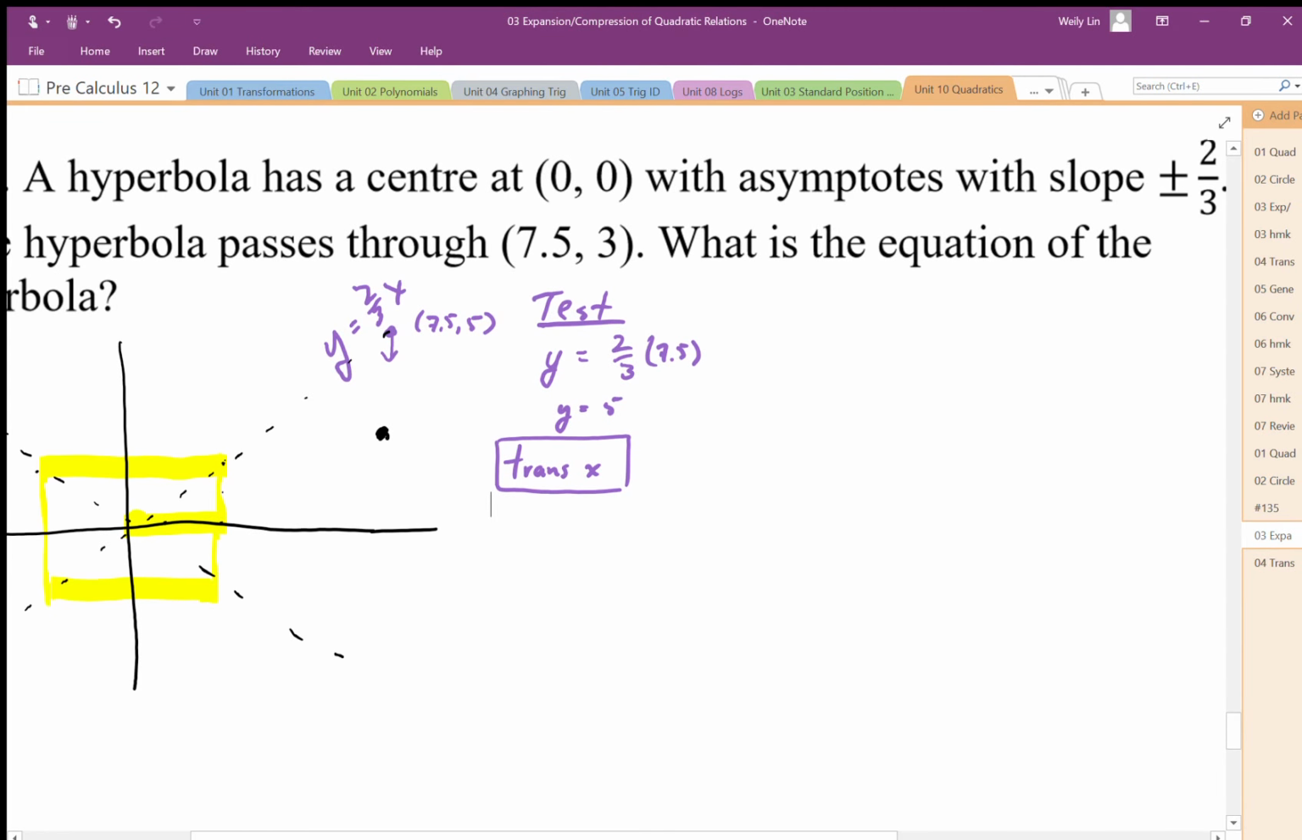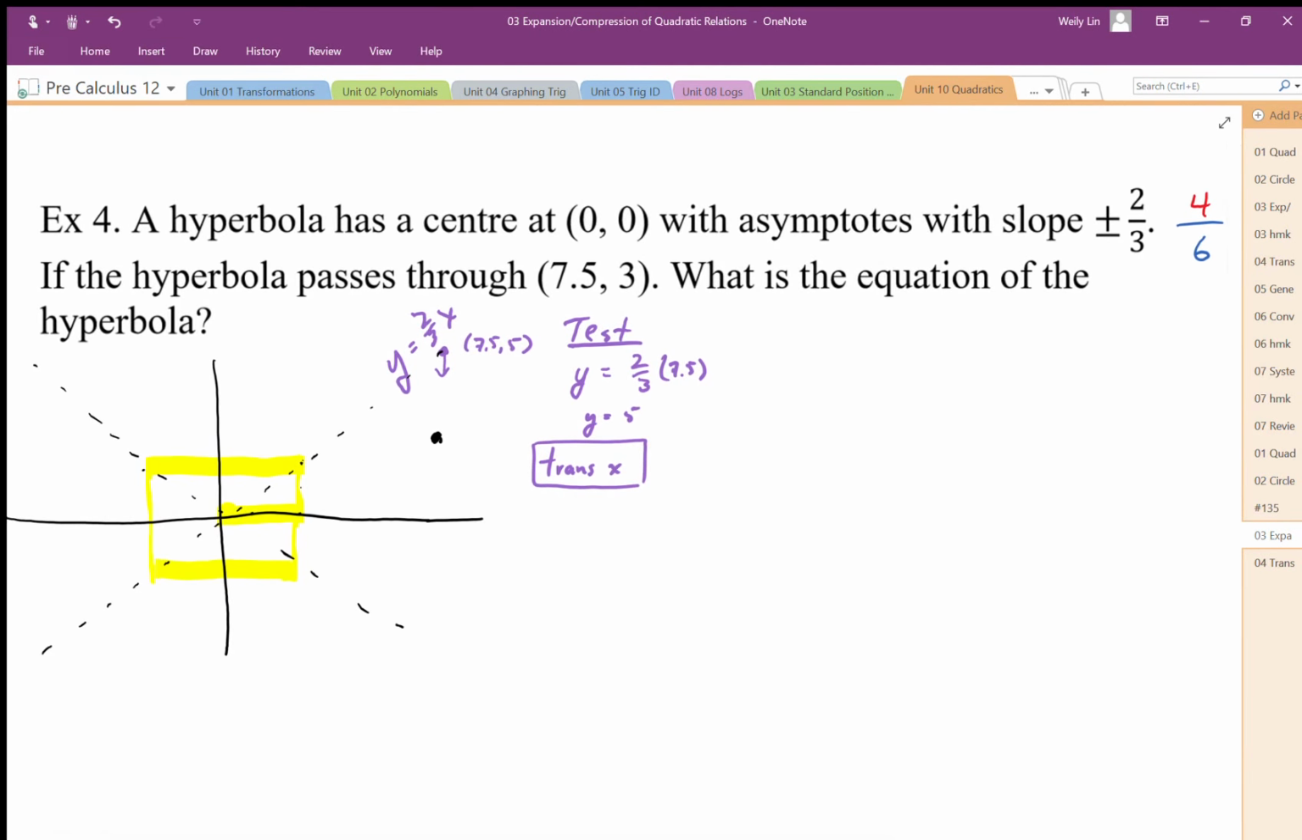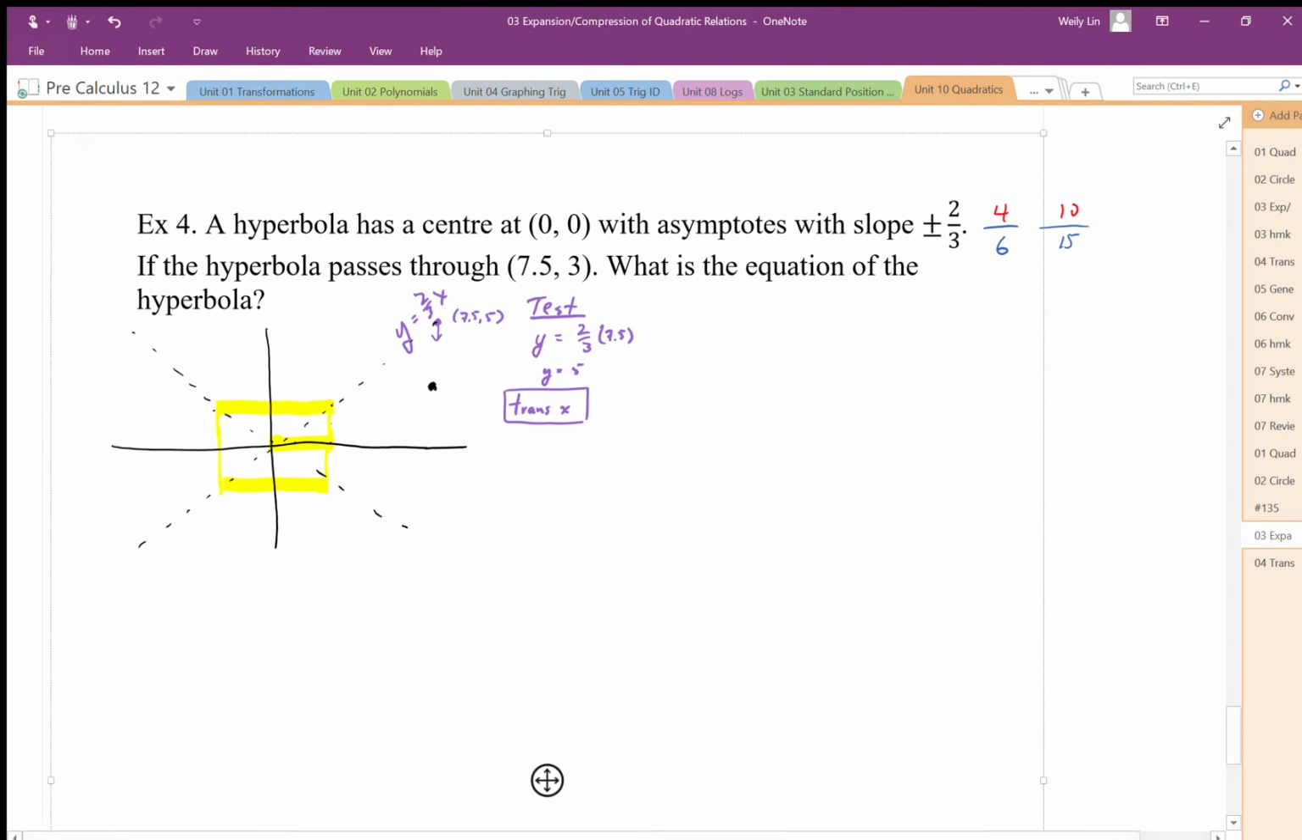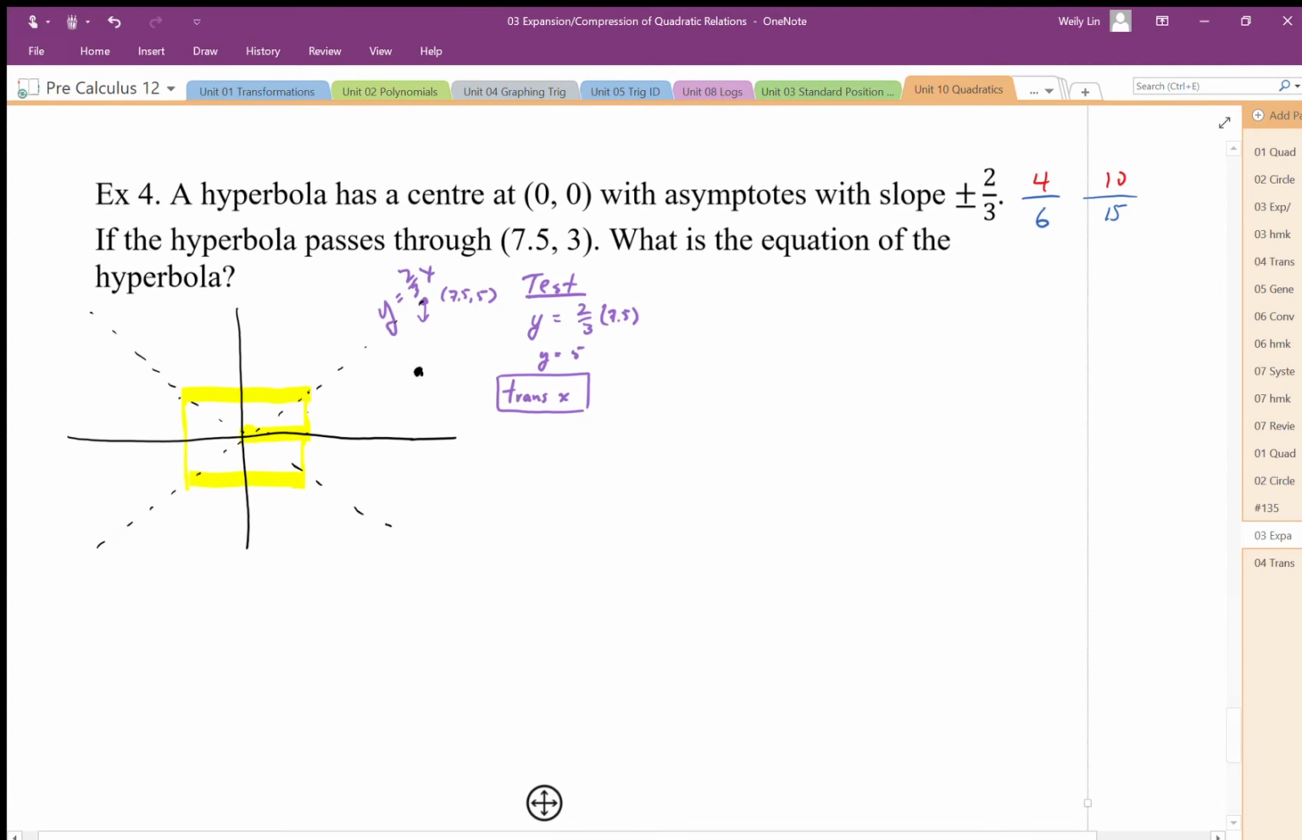Now I just have to figure out, what's the equation of this hyperbola? Well, I know the slope ratio is 2 to 3, but I can't just say that it's going to be x squared over, let's say a is 2, and then y is 3, and that's trans x. That would be nice to do, but we cannot make that assumption. The problem here is that we don't know what a and b are.